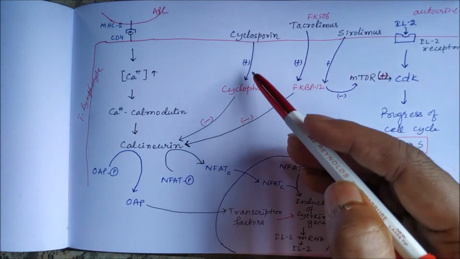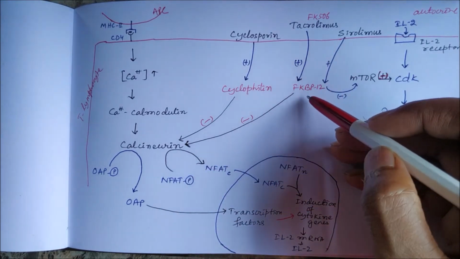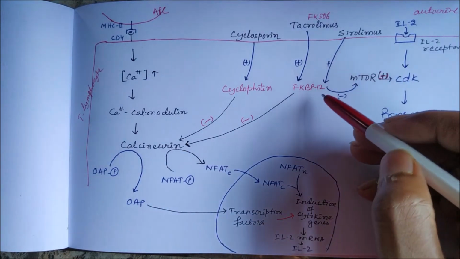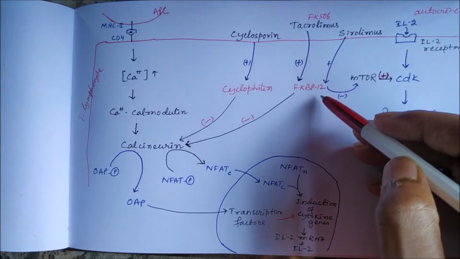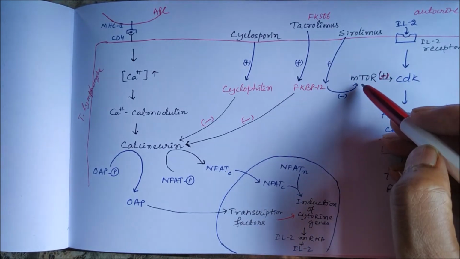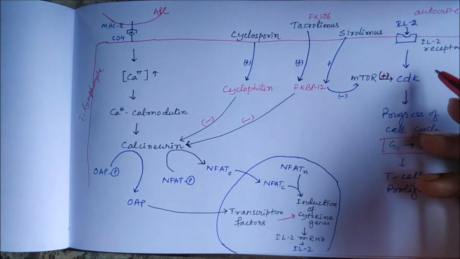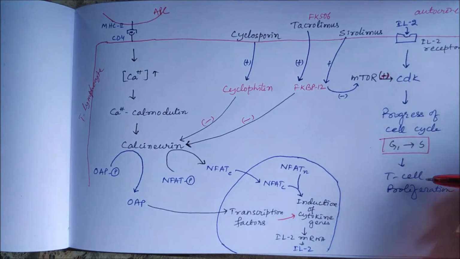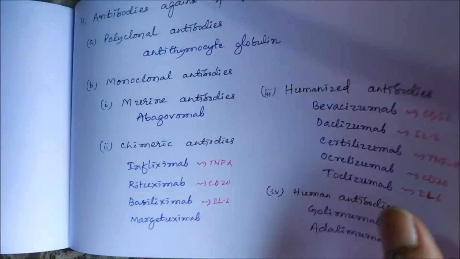So cyclosporin binds to cyclophilin, inhibits calcineurin. Tacrolimus binds to FKBP12 and inhibits calcineurin. Sirolimus binds FKBP12, and this sirolimus and FKBP complex inhibits the mammalian target of rapamycin, and therefore they inhibit this autocrine action of interleukin. So in this way we can say now that these drugs can be used as immunosuppressants.